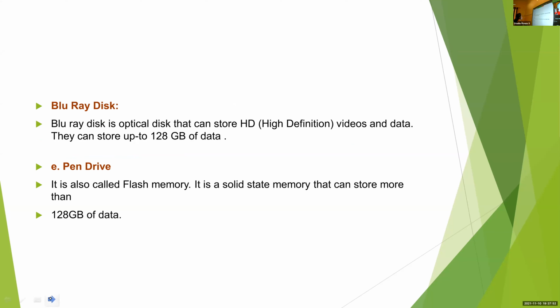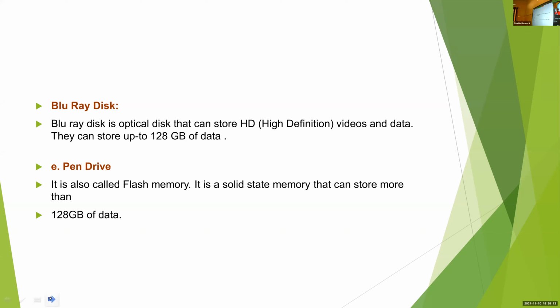The next one is Blu-ray disc. Blu-ray disc is an optical disc that can store high definition videos and data, and the memory capacity is also high. They can store up to 128 GB of data. That is another secondary storage device.